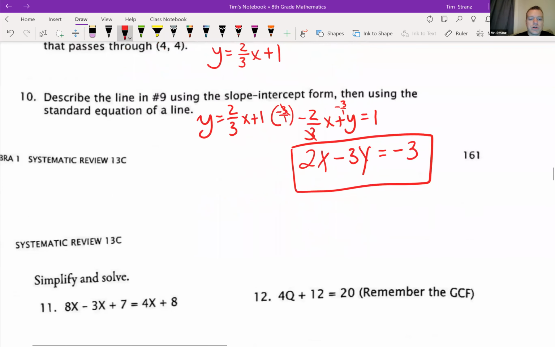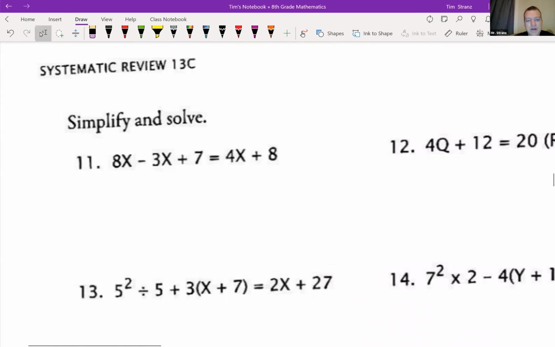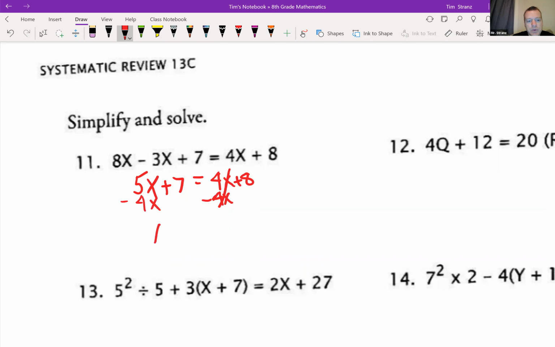Okay. Going on to number 11, some review now, simplify and solve. I'm going to get x all by itself. First thing I'm going to do is just work on the left side. 8x minus 3x is going to give us a +5x. Plus 7 is what I got left. And on the other side, I got 4x plus 8. I'm going to move this 4x over, so I'm going to subtract it from each side. I'm left with x plus 7 equals 8. The last step is I'm going to subtract 7 from both sides, and it shows you that x equals +1.